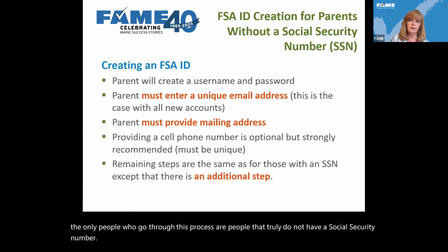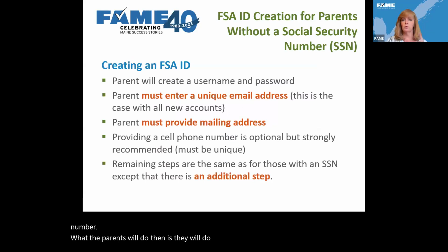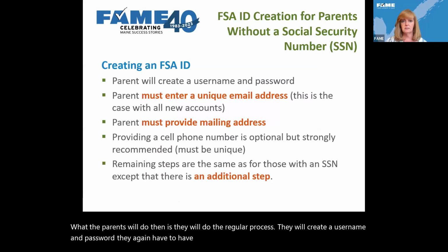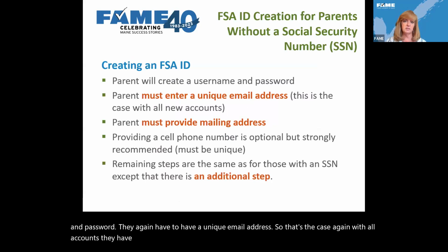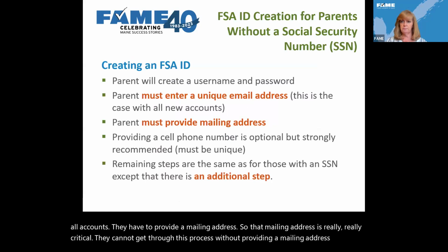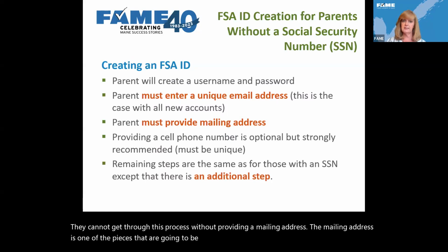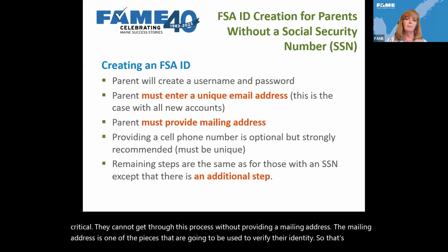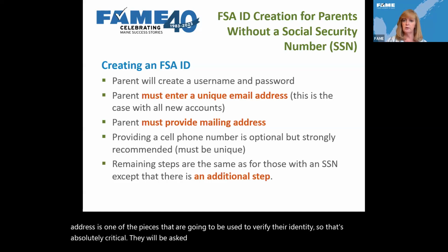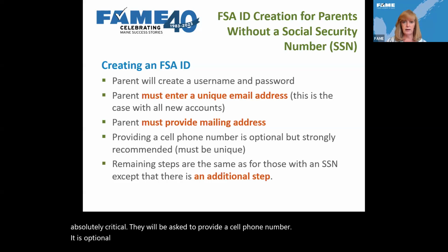What the parents will do then is they will do the regular process. They will create a username and password. They, again, have to have a unique email address. So that's the case, again, with all accounts. They have to provide a mailing address. So that mailing address is really, really critical. They cannot get through this process without providing a mailing address. The mailing address is one of the pieces that are going to be used to verify their identity. So that's absolutely critical. They will be asked to provide a cell phone number. It is optional, but again, strongly recommended. It's got to be unique. It can't be one in the system already. But we really, really would love to see them do that.